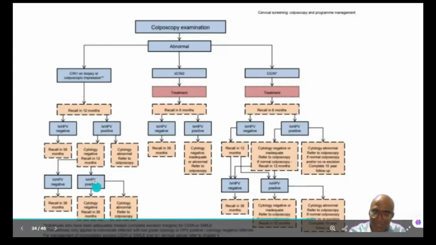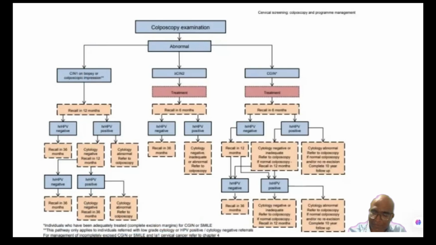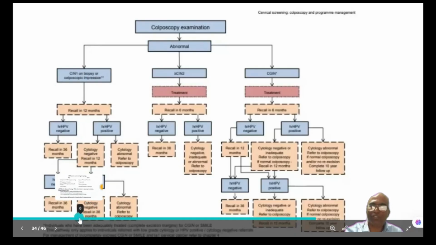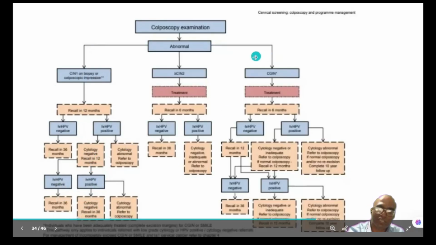So CIN1, in general, 12 months follow-up till HRHPV becomes negative, but only at the end of 24 months she will still be recalled in 36 months, provided the cytology is negative. I'm going into too much detail, repeating it again and again, just so that you will not have any confusion in selecting the option.